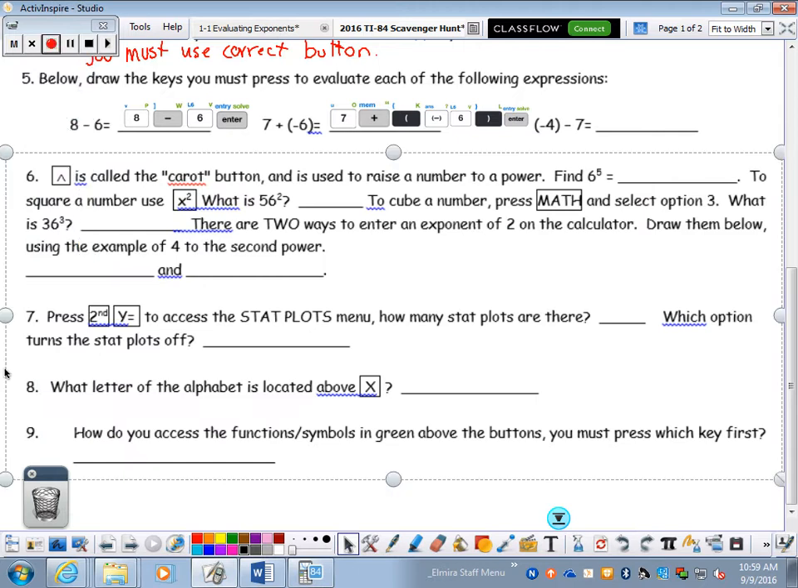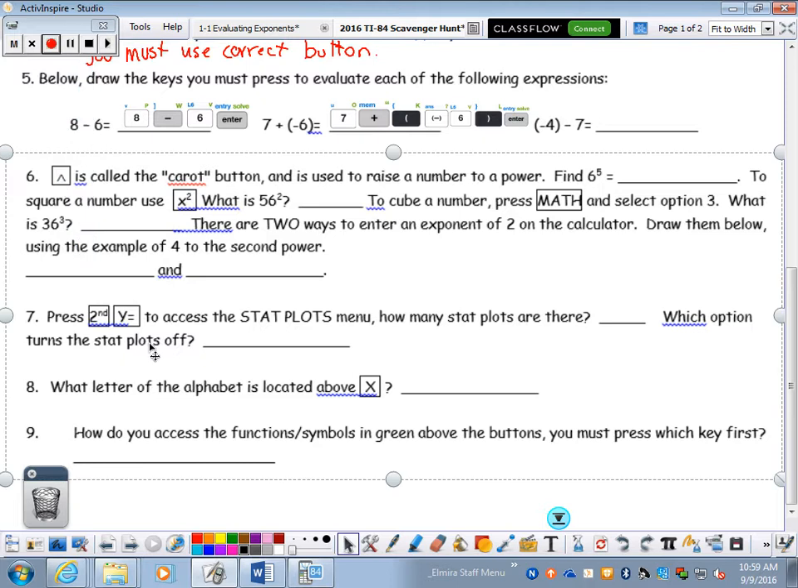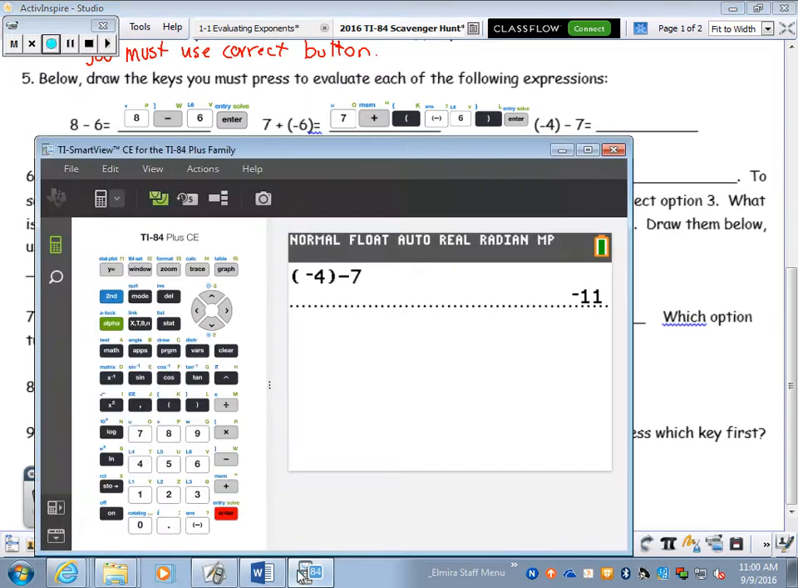Next, this button right here, it looks like an up arrow. Okay, this button looks like an up arrow, and it's called the Caret Key. Now it's right here. It's located right here.